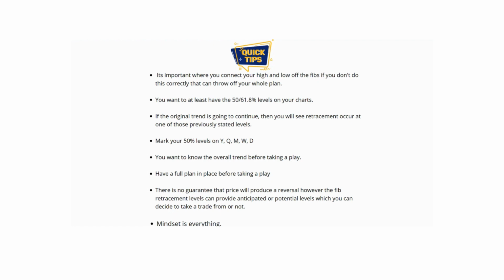Now, all those levels we talked about, price is attracted to them. But if you don't want to have them on there, it's too much noise on your chart, then at least have that golden zone on there, 50% and 61.8. Also, if the original trend is going to continue, then you will see retracement occur at one of those previously stated levels. So like I said, price retraces back to that 38.2, 50%, 61.8, 78.6, and even that shallow pullback at 23.6. You will see price get a reaction there.